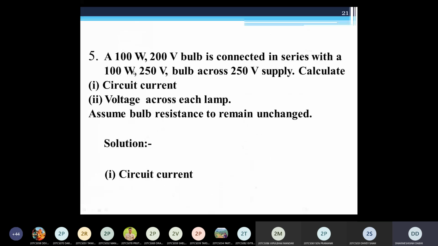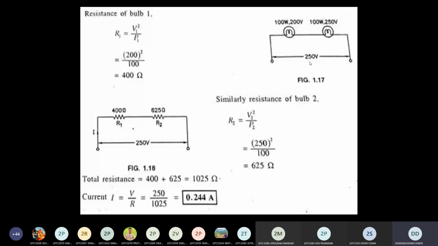So first you need to calculate the current. How much current is flowing? That is equal to supply voltage divided by total circuit resistance. In the circuit we have two bulbs, but we do not know their resistances. So first calculate the resistance of the two bulbs, then you can find the current flowing in the circuit, because ultimately current I is power divided by resistance. First we calculate the resistance of bulb 1.